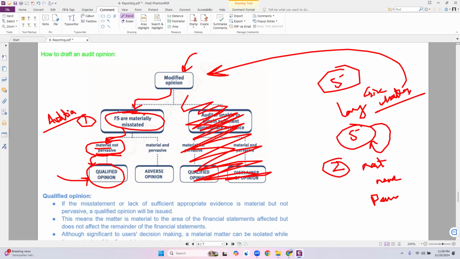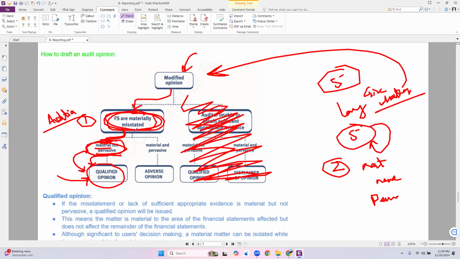If there is a material misstatement, this is the first category, and it is material but not pervasive, then the auditor gives a qualified audit opinion. Qualified. Let's come towards the second criteria.